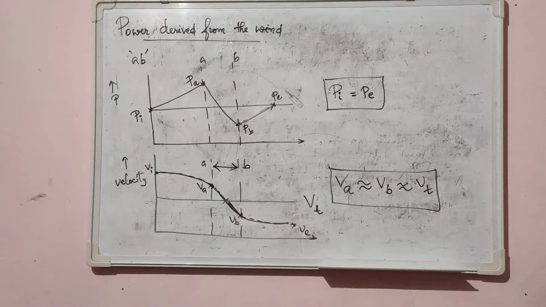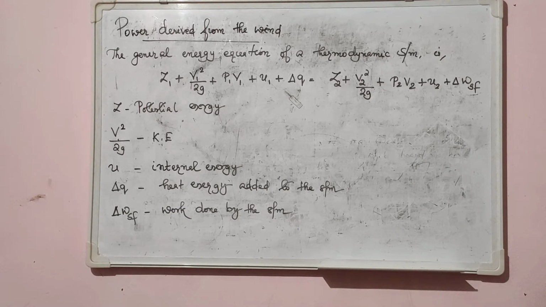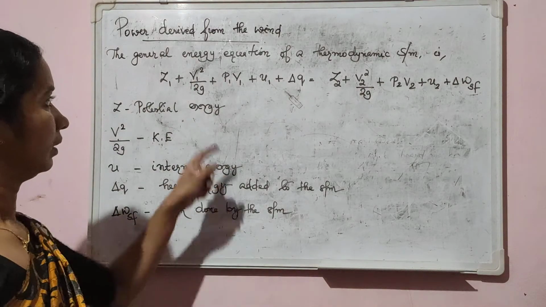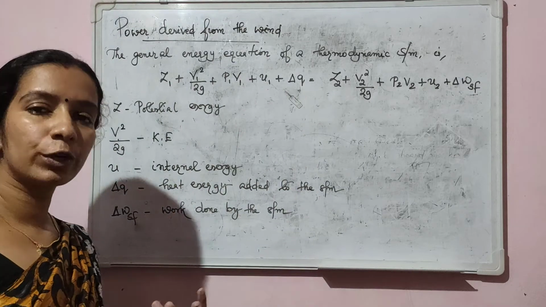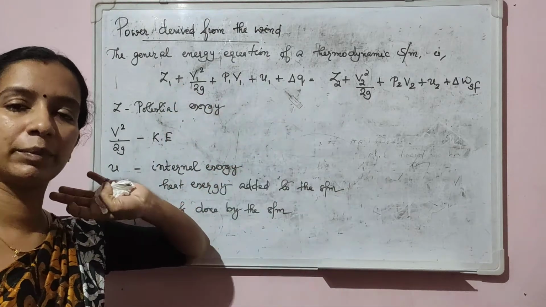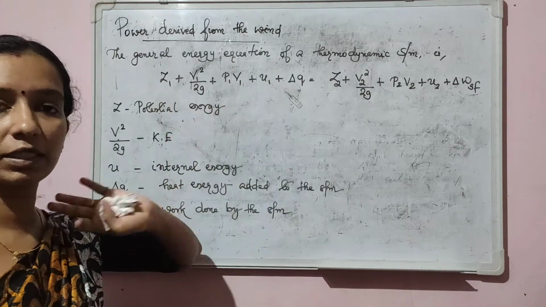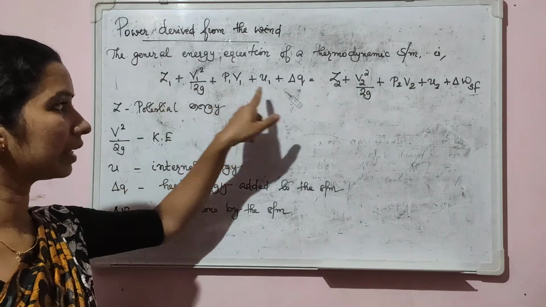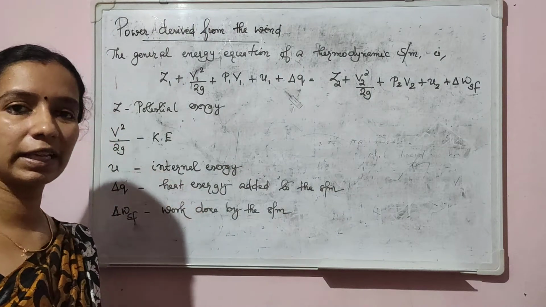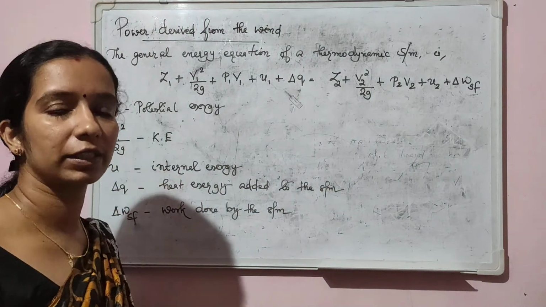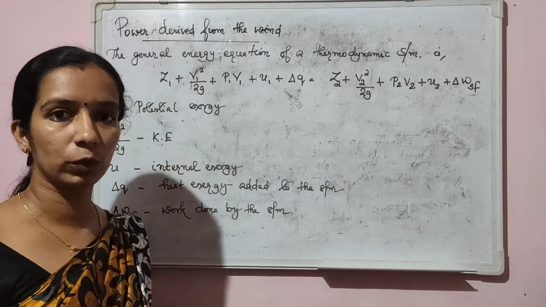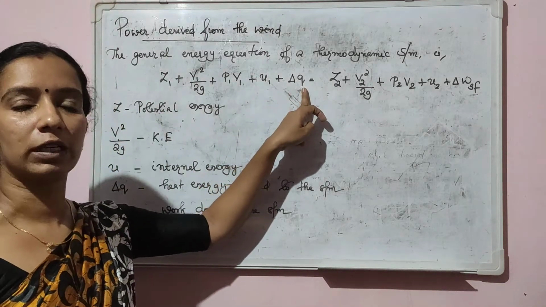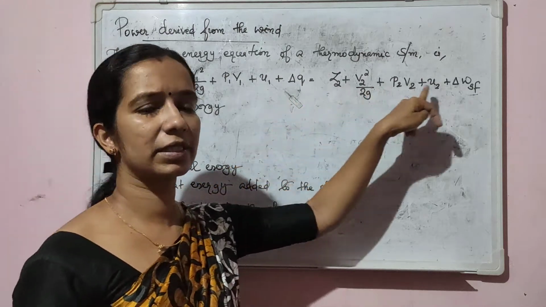Now let us consider the general energy equation of a thermodynamic system. Here the general energy equation for a thermodynamic system is written. Assume a fluid is flowing from a medium 1 to a medium 2. The general energy equation will be like this. That means total energy will be the same. Energy can neither be created nor be destroyed. That is the law of conservation of energy, we know that. So the total energy in medium 1 will be the same as the total energy in medium 2.